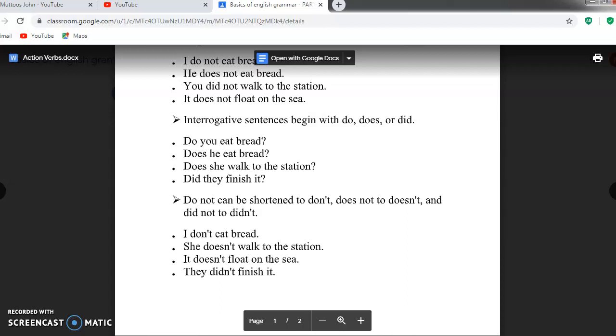Interrogative sentences begin with do, does, or did. Do you eat bread? Does he eat bread?